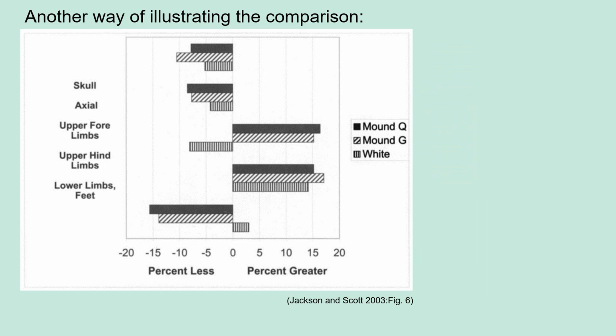Another way to illustrate the comparison is to have a line coming up the center here that represents the deer skeleton, or the deer, and anything on this side of the line has more than would be found in a deer, and anything on this side is showing less than. So we're finding more upper forelimbs and upper hind limbs than would happen if you were just randomly bringing back bones from a deer, and fewer lower limb bones, feet, skull, and axial elements.